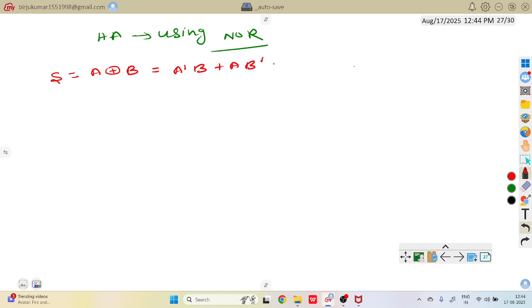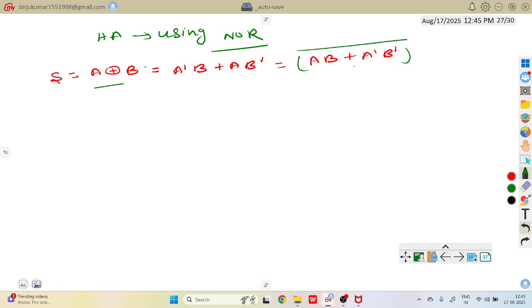How? This expression you can also write like that: AB plus A bar into B bar, complete bar. I hope you understand this. This is nothing but the expression of the exclusive NOR gate, AB plus A bar into B bar. If you place the overall complement, then we get the XOR gate. If you take the complement of the XNOR gate, we get the XOR gate.